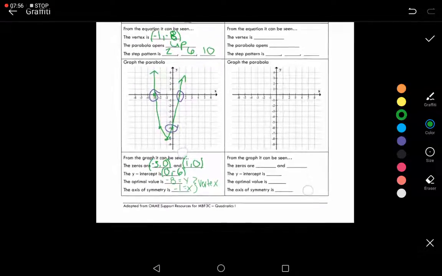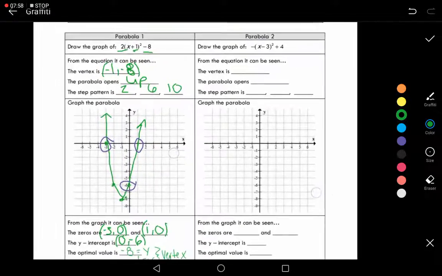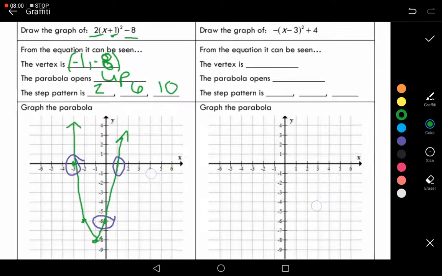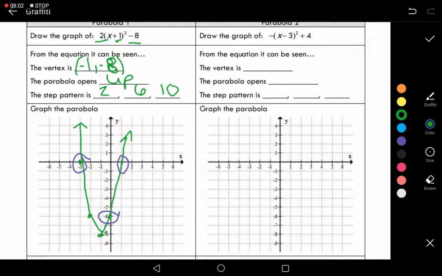Okay, so we're just going to do the same thing with parabola 2 here. So it says draw the graph of -(x - 3) squared plus 4. So again, from that equation, we're going to pull out some information. So first, we need to figure out the vertex, which is just (h, k). Remember, your h is going to appear opposite. So although it says -3, that h value is 3, and your k value keeps the same sign, so it is +4.